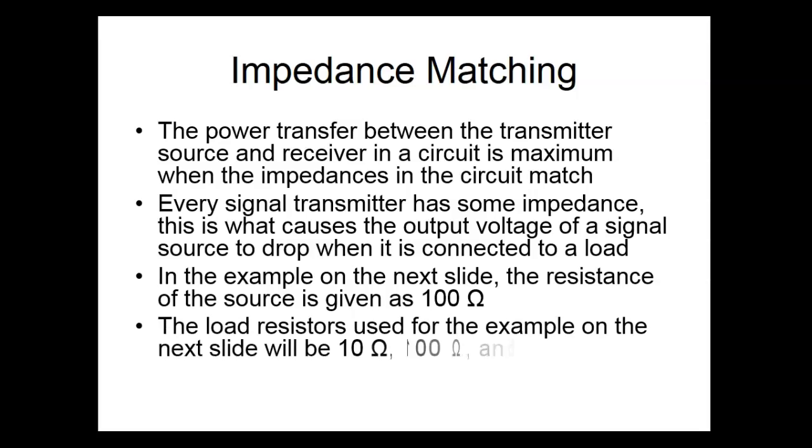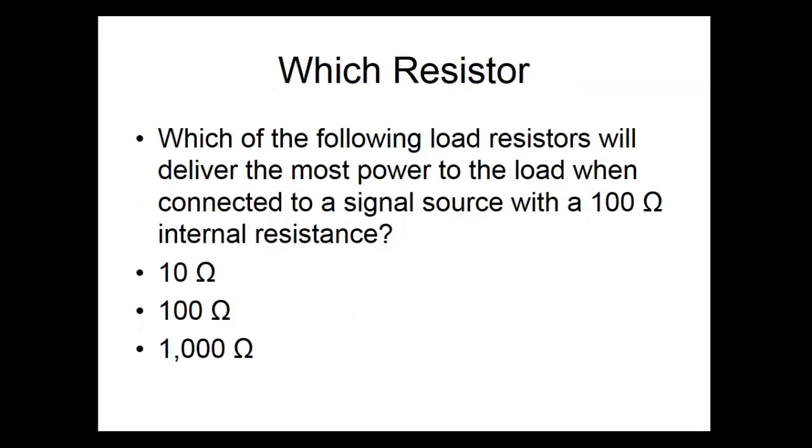An example on the next slide, what we're going to do here is we're going to take a 10 ohm resistor, a 100 ohm resistor, and a 1K. So we're going to do DC, because it works for DC also, but you have to imagine this with an AC circuit too. So what we got is a signal source. Which of the following resistors will deliver the most power to a load when connected to a signal source with 100 ohms of internal resistance? What do you think, Cameron? Candace, what do you think?